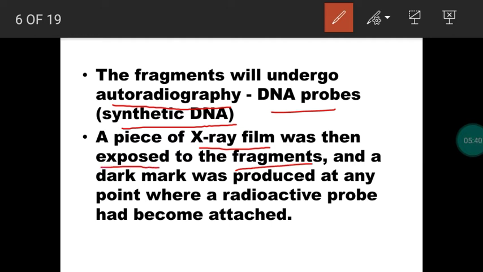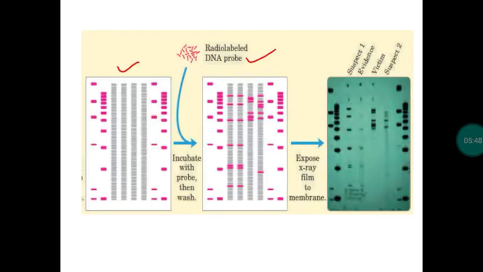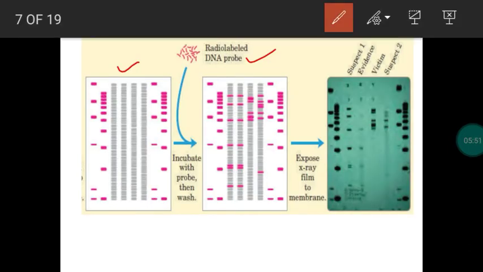Due to the radiations on the nylon sheet, there will be dark marks on the X-ray film. So this will be obtained as a pattern. See this one. When the X-ray film is placed over the nylon sheet, the radiation is already there, so we are getting dark spots on the X-ray film. This is called a DNA fingerprinting pattern. Now this DNA fingerprinting pattern will be useful to identify the criminal.